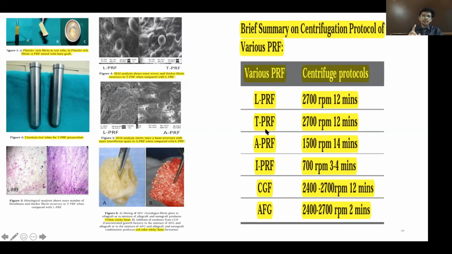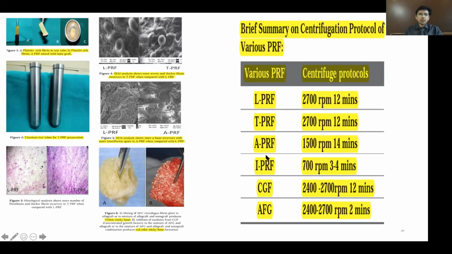So TPRF, it has been shown in scanning microscopic studies. The structure is much denser and growth factors are supposed to be more in TPRF. So normal PRF is known as leukocyte PRF. The centrifugation cycle is the same for both, 2700 RPM for 12 minutes. But in case you can buy and get titanium test tube once and for all, the PRF potential would be better. Regenerative potential of the PRF would be better. So this is one PRF which you can use.